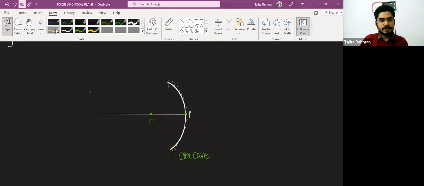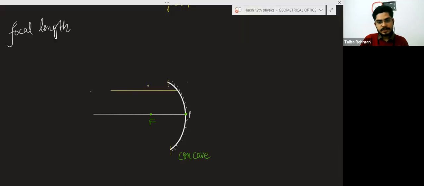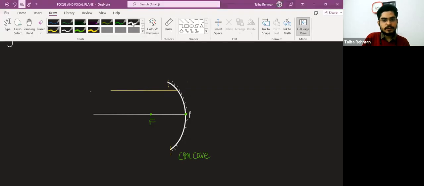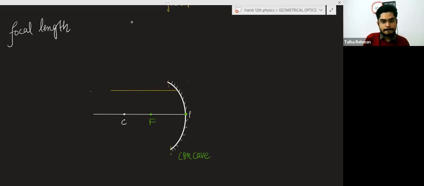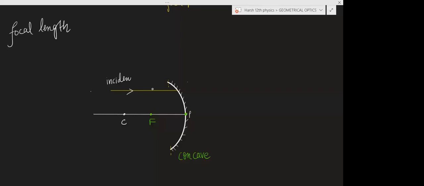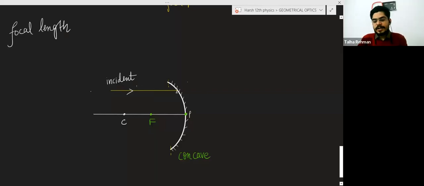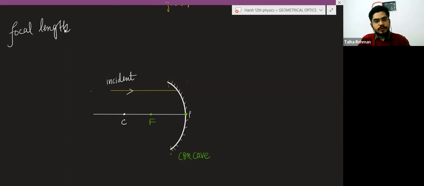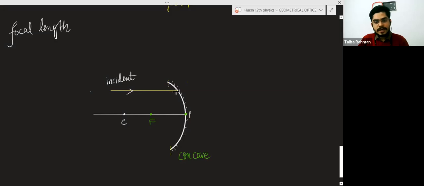Suppose a ray of light is coming parallel to the principal axis like this, and here somewhere is the center of curvature. In the beginning, I have told you we draw the normal. The normal always passes through the center of curvature. This is the incident ray, and it is striking at this point. So there is a requirement of normal here for the angle of incidence and the angle of reflection. Suppose this is the normal.